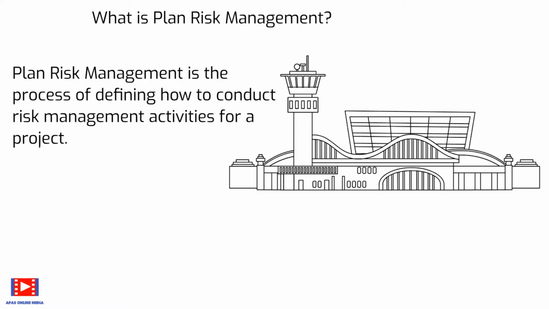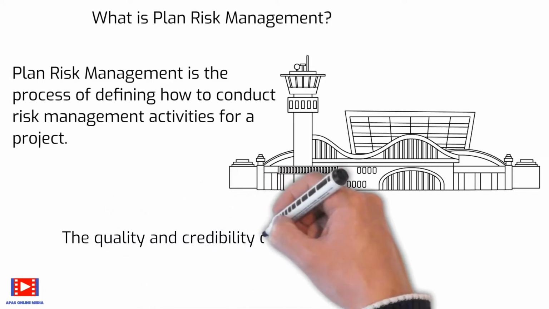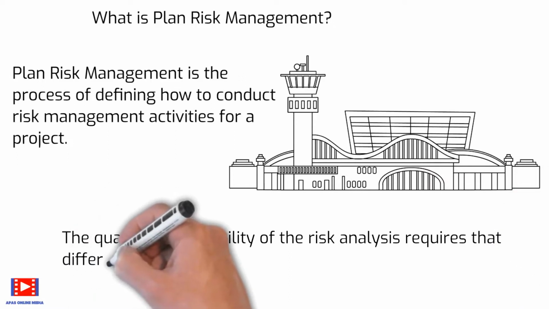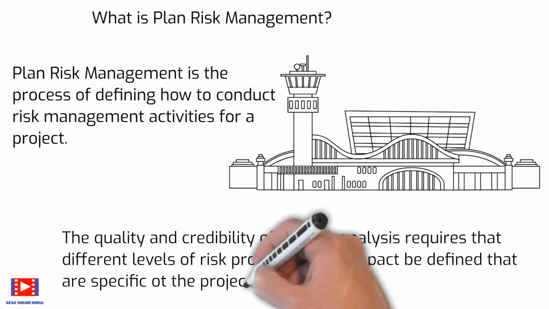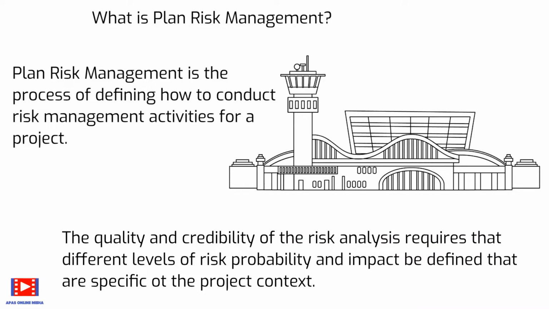The planned risk management process should begin when a project is conceived and should be completed early during project planning. In planning risk management, all approved subsidiary management plans and baselines should be taken into consideration in order to make the risk management plan consistent with them. The risk management plan is also a component of the project management plan. The project management plan provides the baseline or current state of risk affected areas including scope, schedule, and cost. The quality and credibility of the risk analysis requires that different levels of risk probability and impact be defined that are specific to the project context.